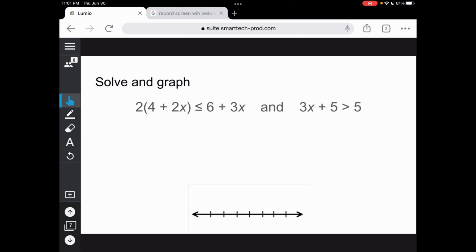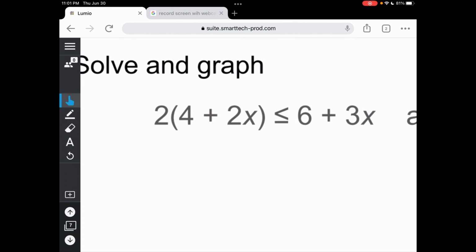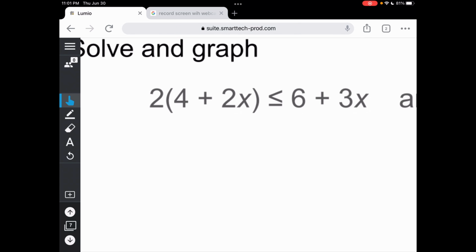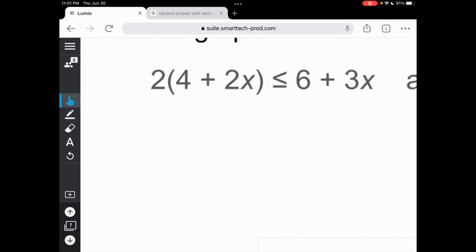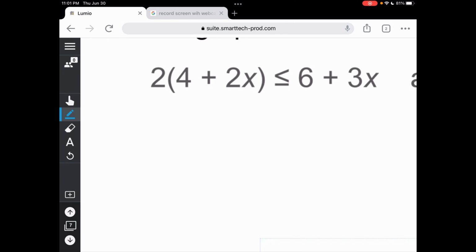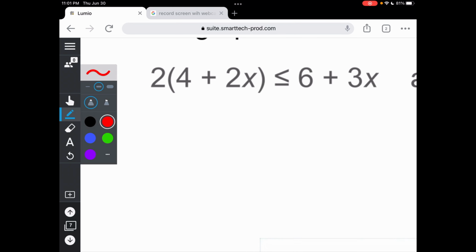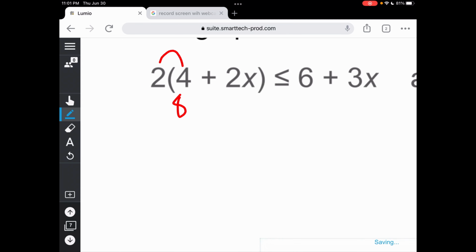Alright, so we've got ourselves a mess of a problem. Let's focus on one thing at a time. Zoom in. I know it's an and. I see that little a over there. Alright, we got distributive property. 2 times 4 is 8. 2 times 2x is 4x. Less than or equal to 6 plus 3x.